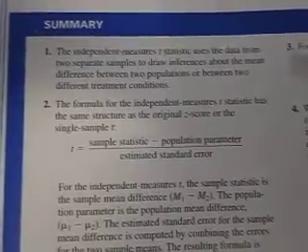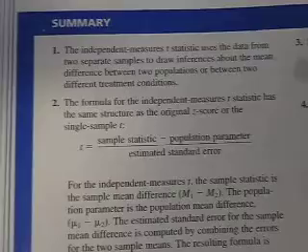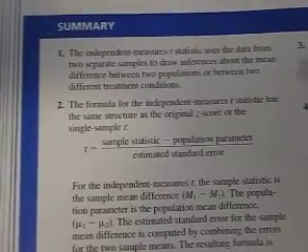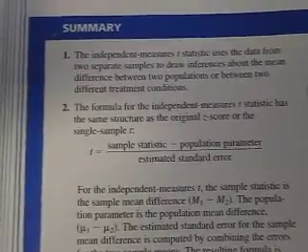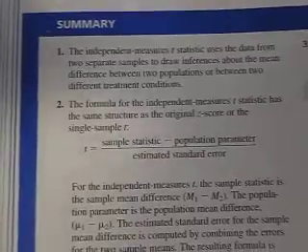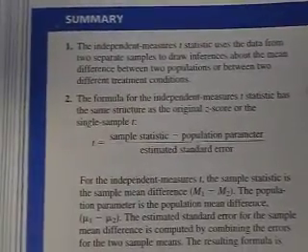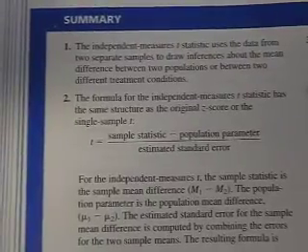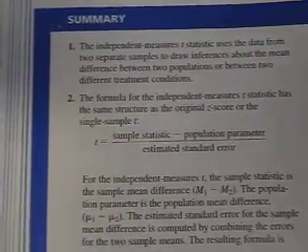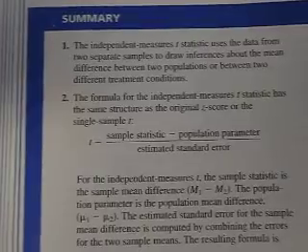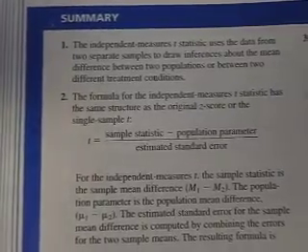Okay, so the basic concept here behind chapter 10 is that we have two groups and we want to know, are their means the same? For example, we might have male and female athletes and we want to know, do they sleep on average the same number of hours per night?